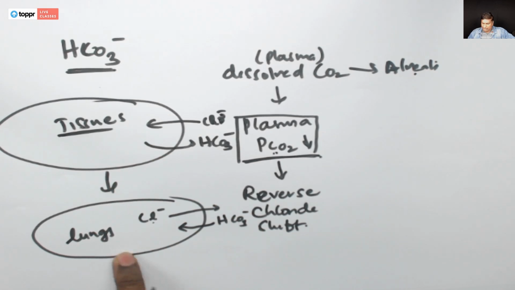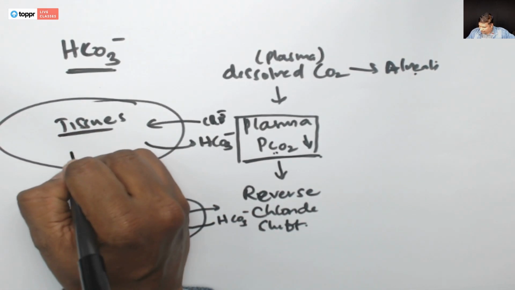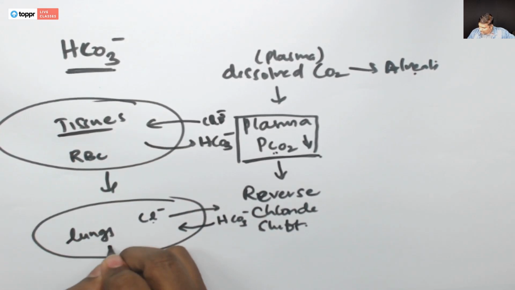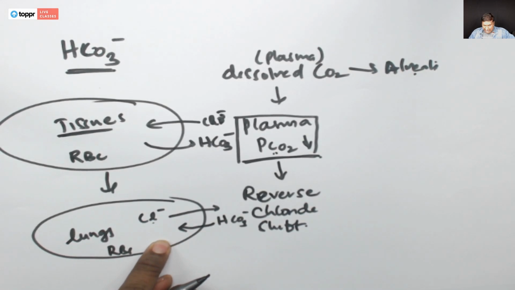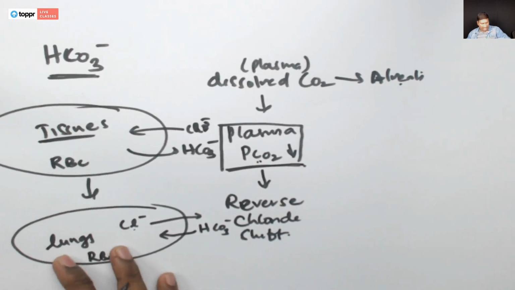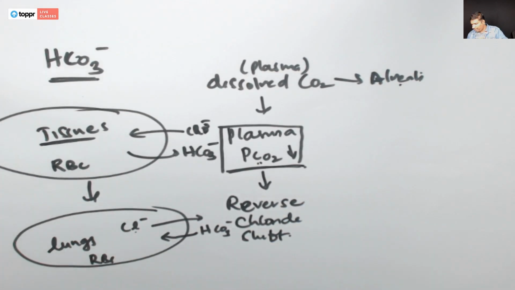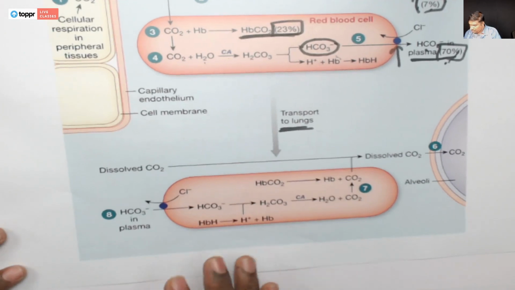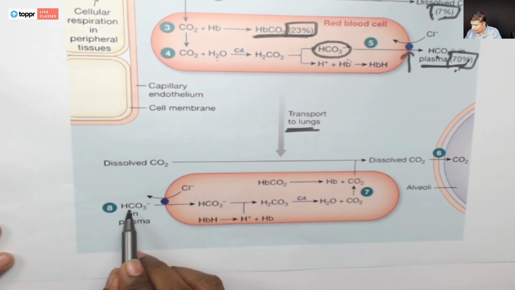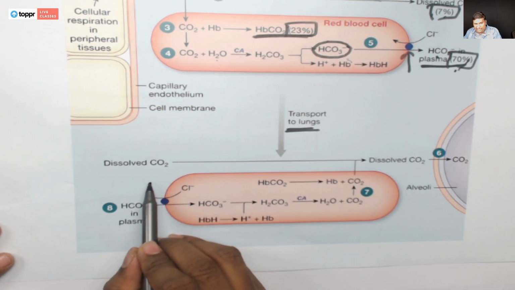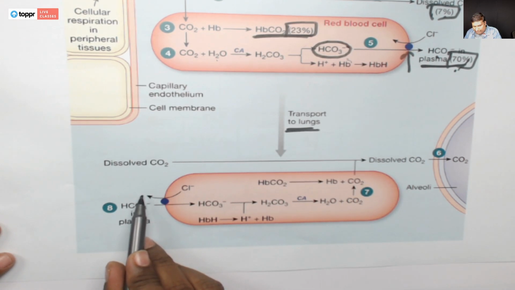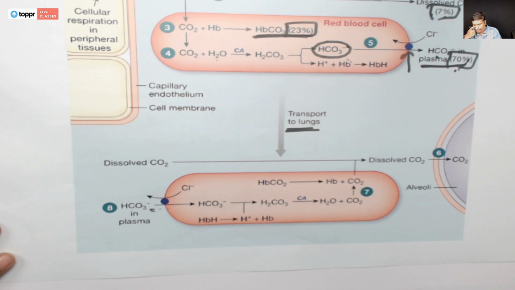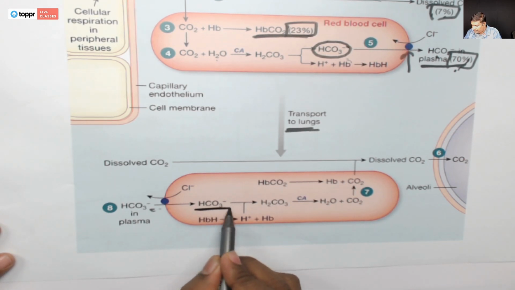So at the lungs, what will happen? This is your RBC. Okay, at the lungs, the bicarbonate ion is taken back inside. Now the bicarbonate ion is coming back inside. So when the partial pressure of carbon dioxide is going down in the plasma, the chloride is pushed out of the RBC and bicarbonate ions are taken in. Okay, we have bicarbonate ions inside.